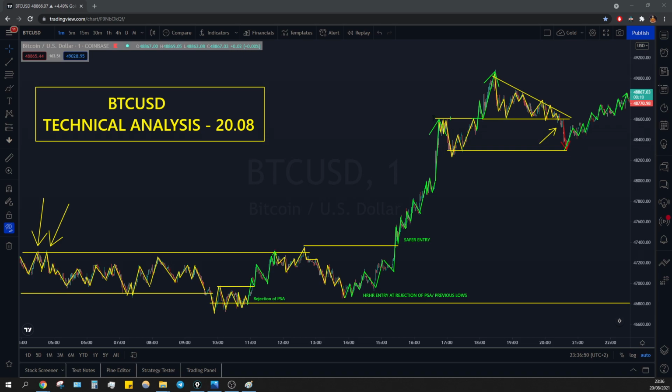Okay, safer entry reaction. Let me put it yellow. Reaction at a PPL, a psychological price level, because we are at the very highs, a new high. And also, I remember, this is a key level. After a new high, this is a key level. That's why we got this reaction.